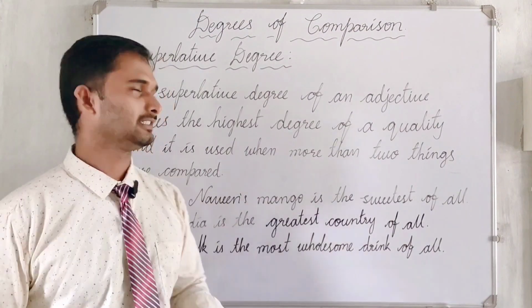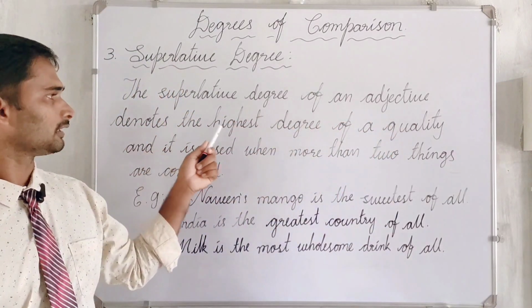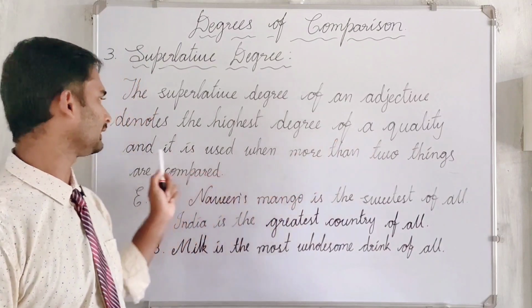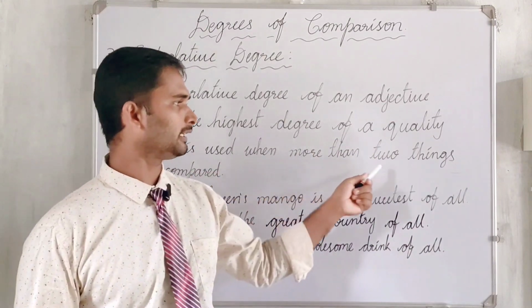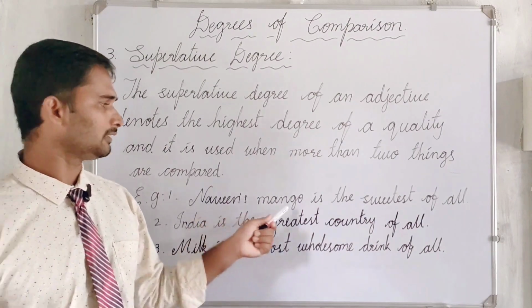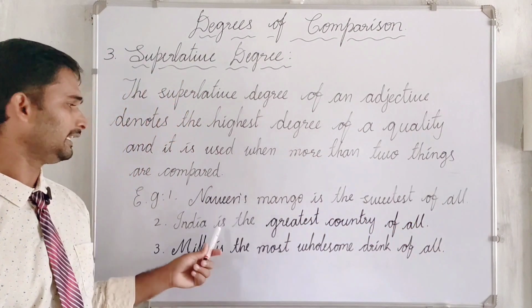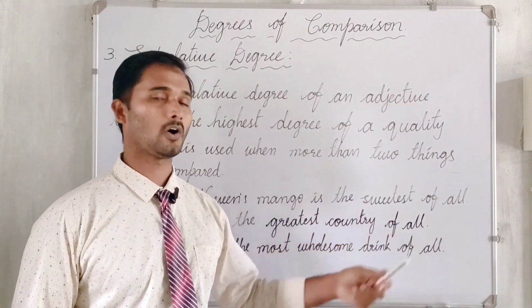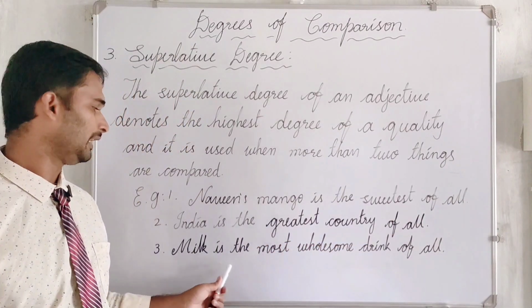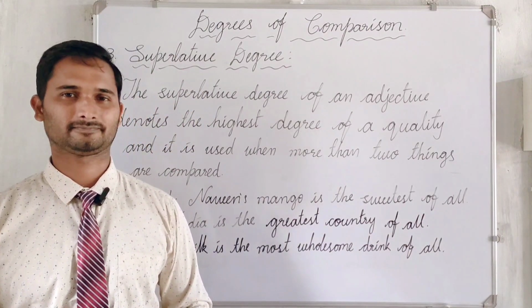Degrees of comparison. Superlative degree. The superlative degree of an adjective denotes the highest degree of quality, and it is used when more than two things are compared. Here are some examples: Naveen's mango is the sweetest of all. India is the greatest country of all. Milk is the most wholesome drink of all.